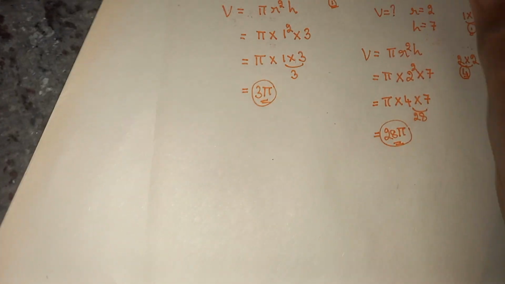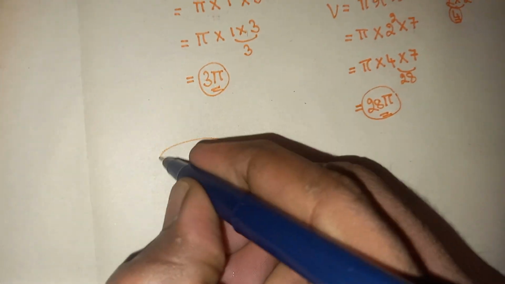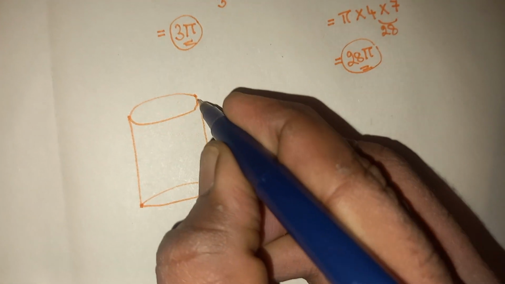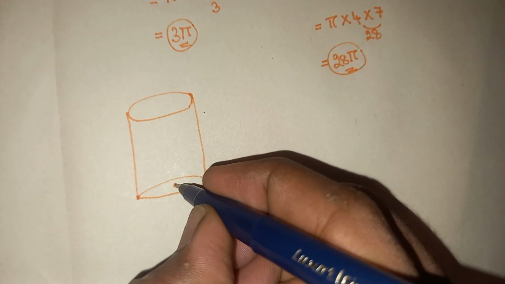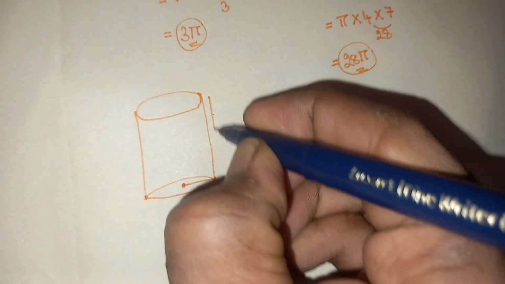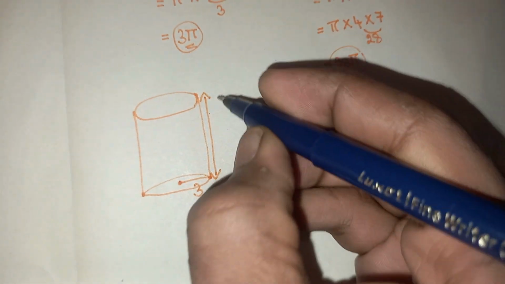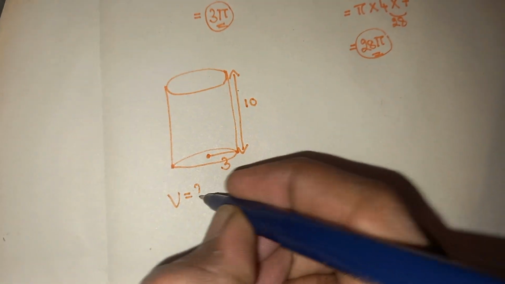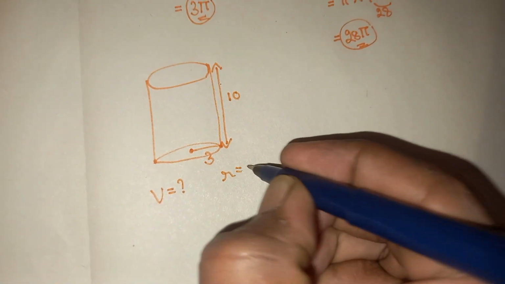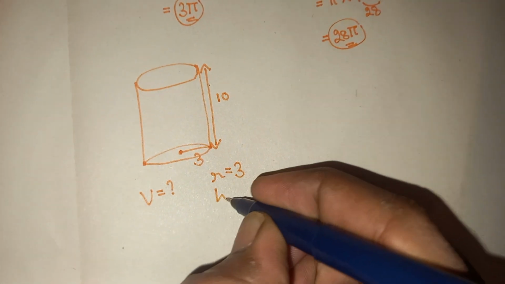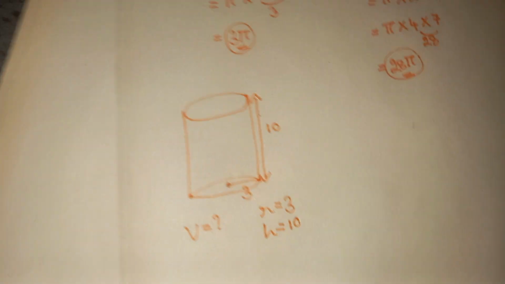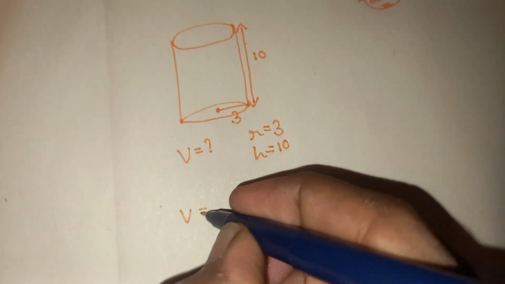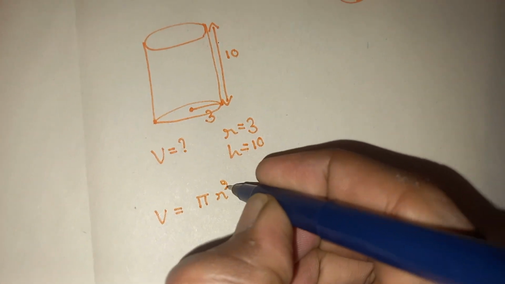Let's take another cylinder. Here they have given the radius as 3 units and the perpendicular height as 10 units. Here also you need to find the volume. The radius is given as 3 units, the height is given as 10 units. Now you need to find the volume of this cylinder. Volume is pi r square h.